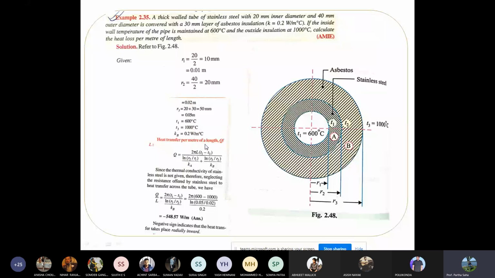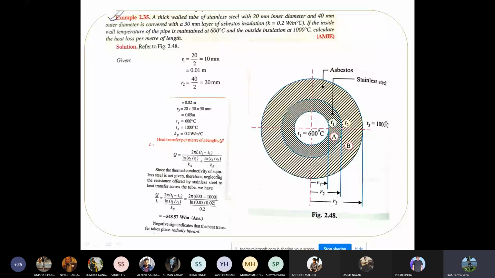So heat transfer per meter is 2 pi L (T1 minus T3) divided by, now there are two layers, so they have different thermal conductivity. The first layer will be ln(R2/R1) by Ka plus ln(R3/R2) by Kb. I hope you understand this equation.